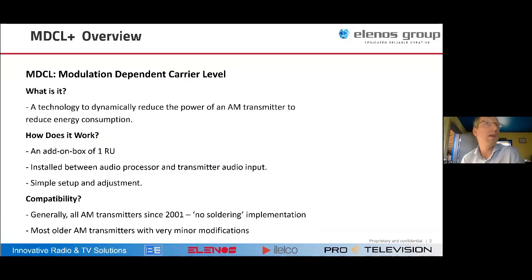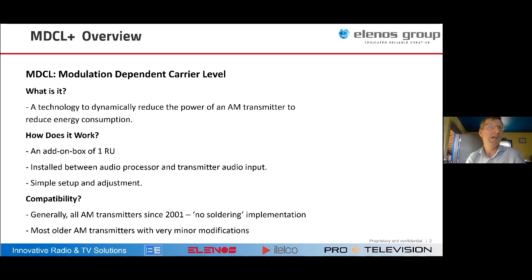So obviously the topic is MDCL Plus, which, as Rich mentioned, is a new product that we introduced at NAB this year. And most people here will probably be familiar with MDCL, but just to give a little background for those who may be less familiar, what is the technology? The idea basically is that there are times where you could potentially reduce the carrier power from your transmitter as a way to reduce energy consumption. People have been thinking about this for a very long time.